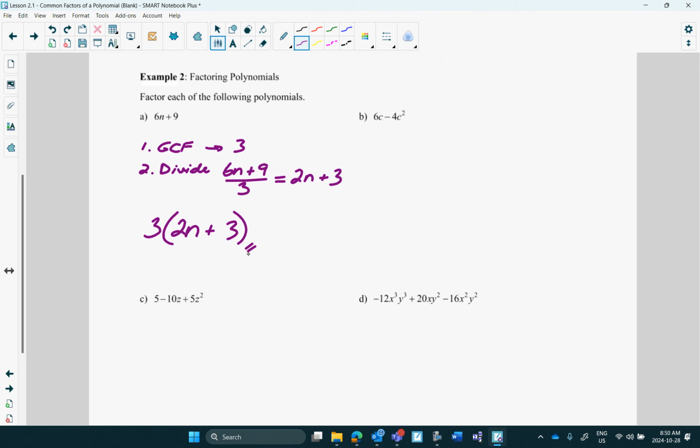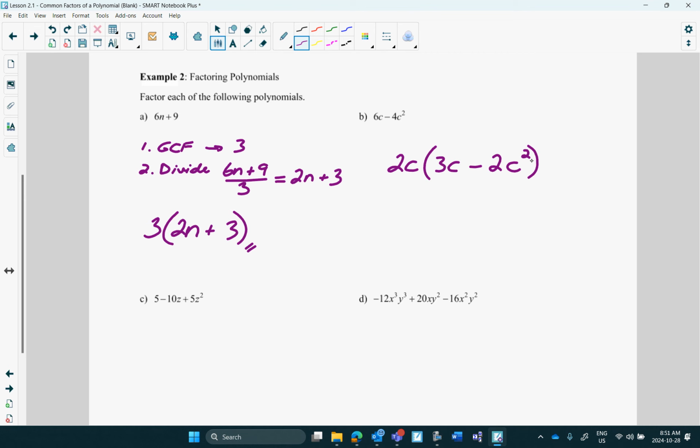Okay, let's try without writing the steps. What's the GCF? 2c. And the other factor is when I divide these by 2c. 3c minus... power 2. Okay.